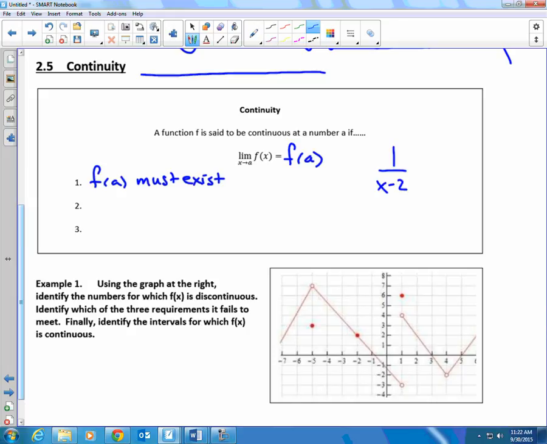Where is it discontinuous? Yeah, we know it's discontinuous. You can't plug 2 in. Okay. All right. Second one, the limit as x goes to a of the function must exist.